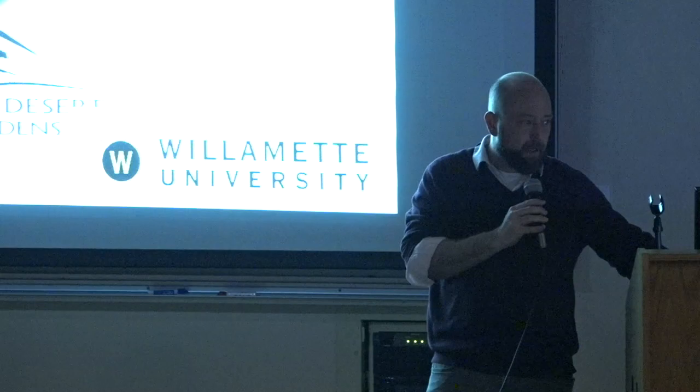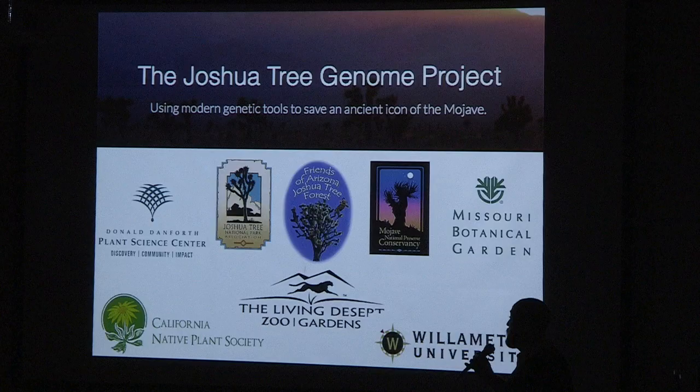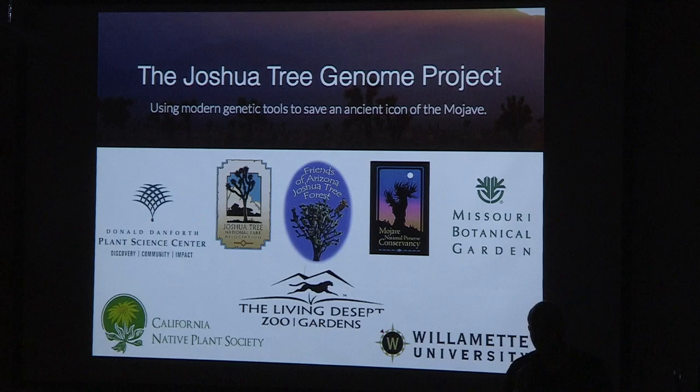This project is also a collaboration between a bunch of different organizations that are variously interested in Joshua Trees, including the Joshua Tree National Park Association, a small conservation group from Arizona called Friends of the Joshua Tree Forest, the Missouri Botanical Garden, who were very excited about this because one of their early curators wrote some of the initial descriptions of yuccas. California Native Plants.